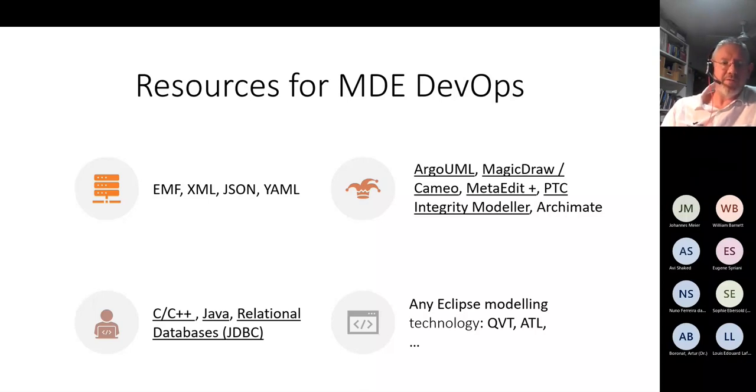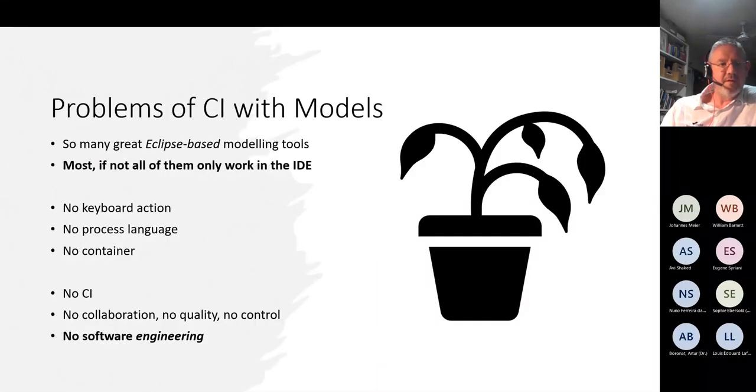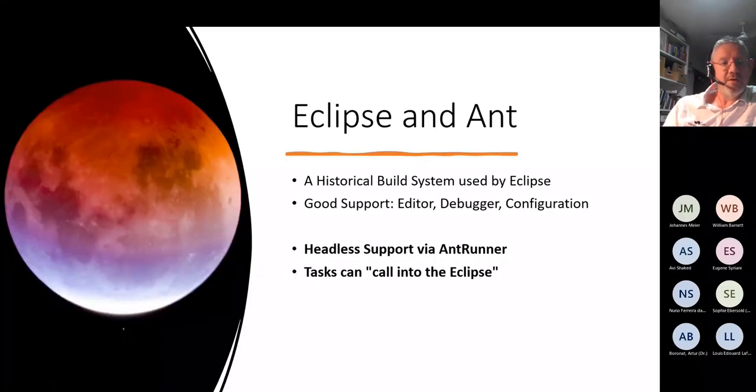Now we know that all of this runs inside Eclipse with the user interface on. So what we need to do is tear the user interface off. And here we come to the problem. Most of these tools are not actually primed for keyboard action. They don't recognize a process language. There is no container that incorporates them, and so there is no CI. So that was our starting position.